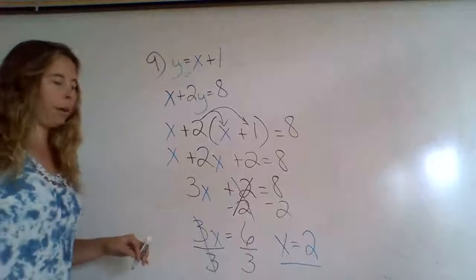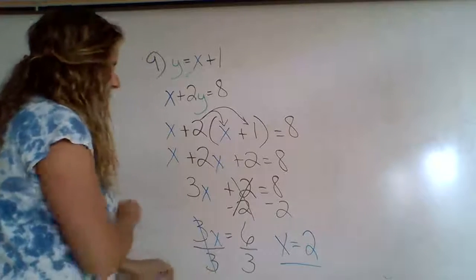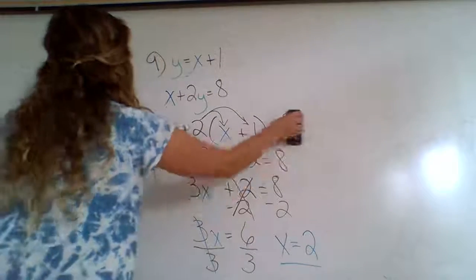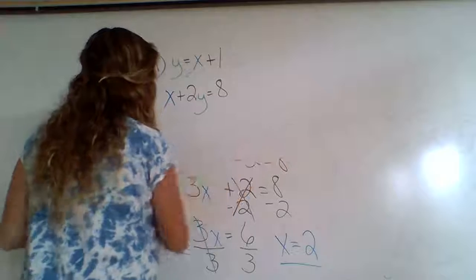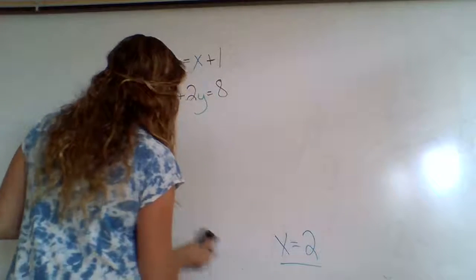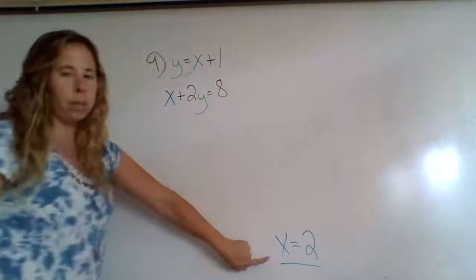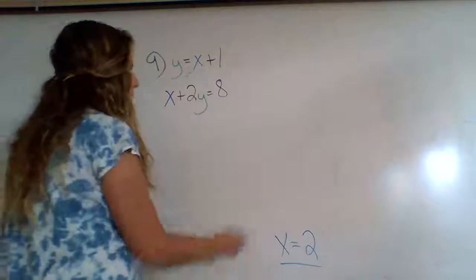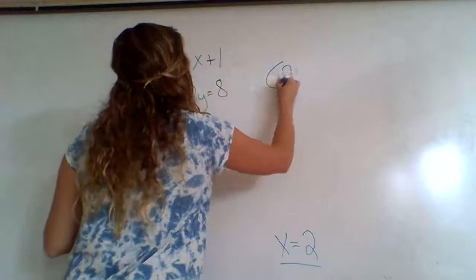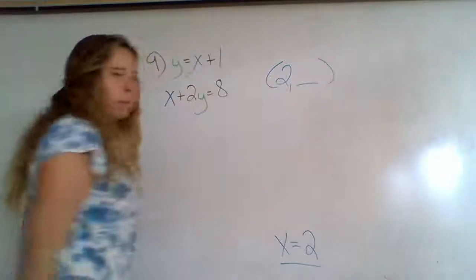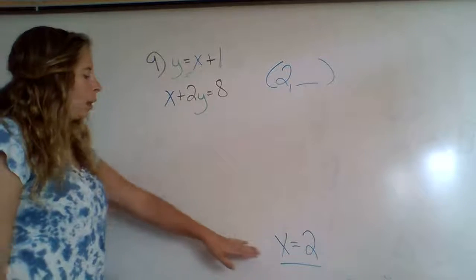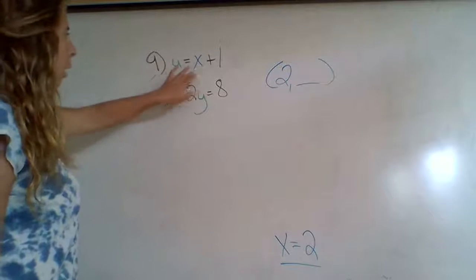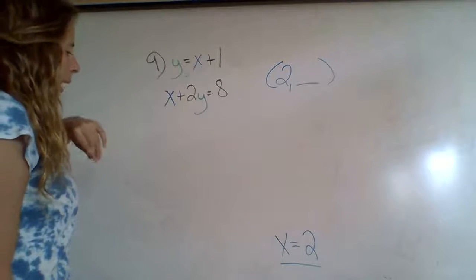There, we did the hard part, but you're not quite done. We know x is equal to 2, so we have to find y. We need to find a point. So take 2 and substitute in for x. You can use either equation. It doesn't matter. You'll get the same thing.